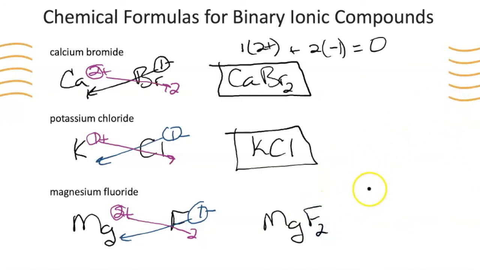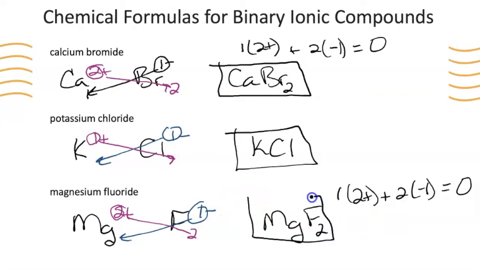We do a quick check. We see that we have 1, 2 positive plus 2 negative charges, which will give us an overall charge for our compound of 0.